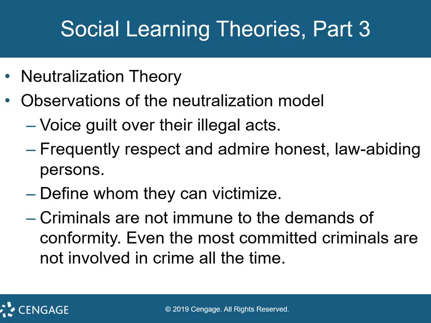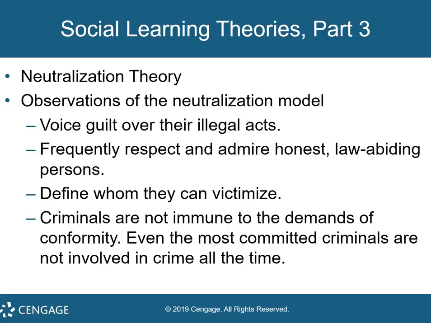So Sykes and Matza suggest that people develop a distinct set of justifications for their law-violating behavior. And several observations form the basis for this model. So let's look at some of those really quick. The first one is that criminals sometimes voice guilt over their acts. If they truly embraced criminal or antisocial values, criminals would probably not exhibit any type of remorse for their acts, apart from maybe regret from getting caught.